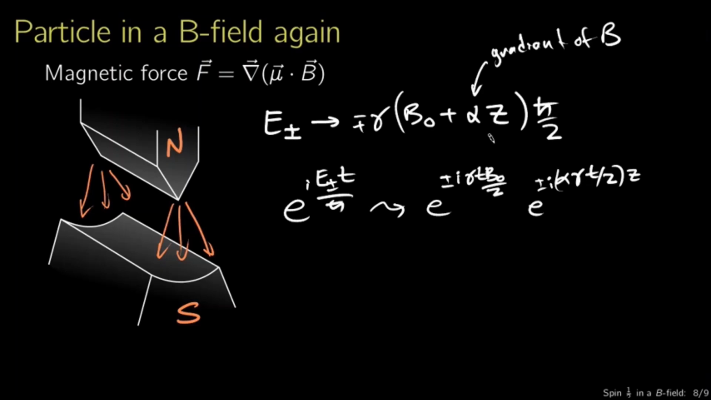So the fact that there's some z dependence to our energy now means that there will be z dependence in our time evolution. And if you compare, for instance, the fact that we have an e to the i k z here, essentially this is going to look like an e to the i k z, plus or minus. This looks like z momentum.